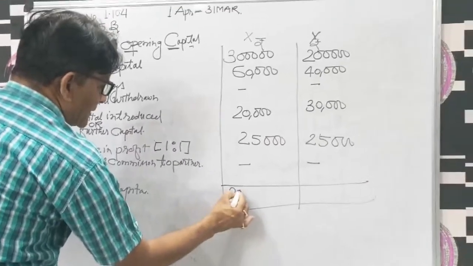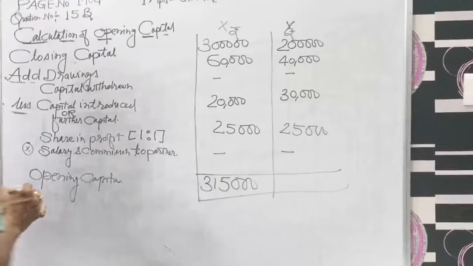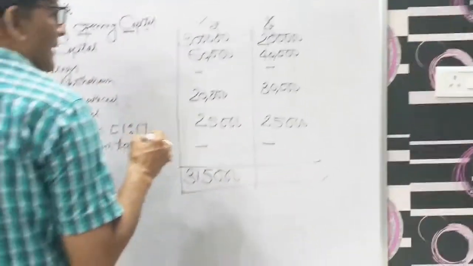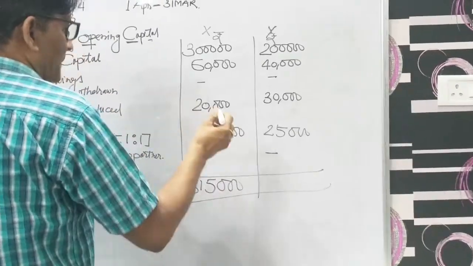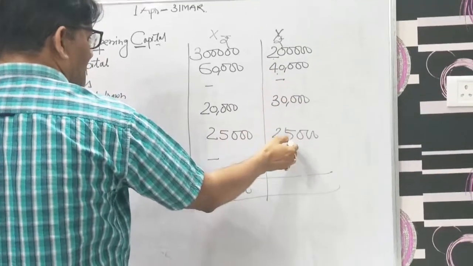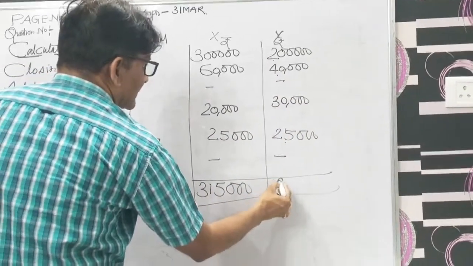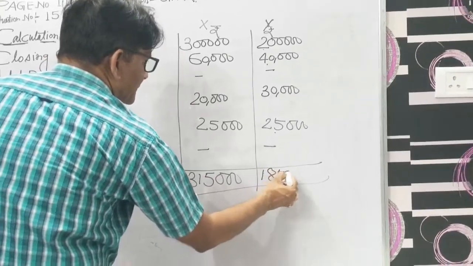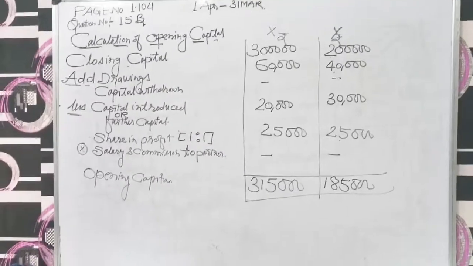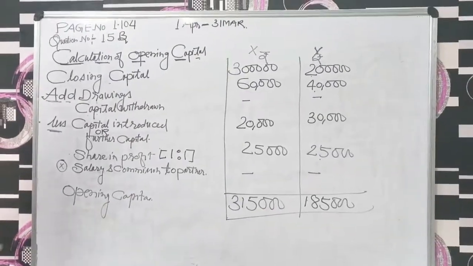So the opening capital of X is 3,15,000, and 240 minus 55, what is the amount? 2,40,000 minus 55,000 would be 1,85,000. So the first step is complete. We have to calculate opening capital.